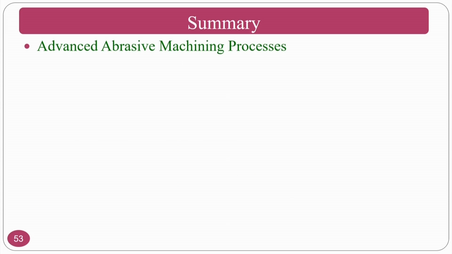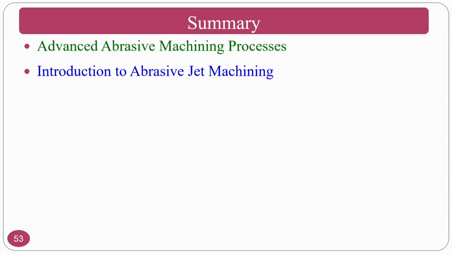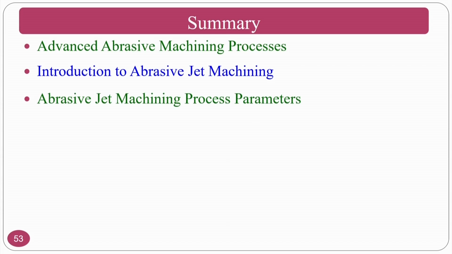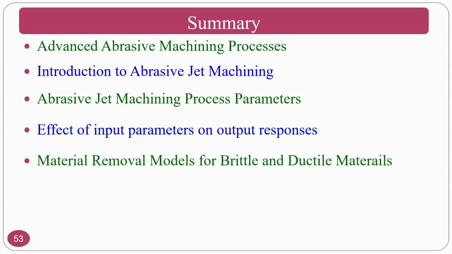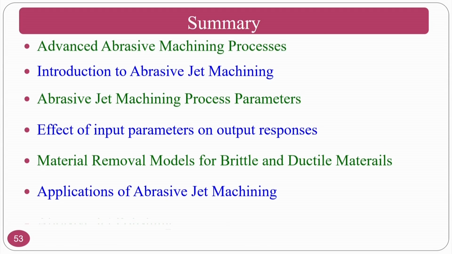The summary of this abrasive jet machining can be given like this. Under advanced abrasive machining processes, I gave you the processes that I am going to cover in this section: introduction to abrasive jet machining, then abrasive jet machining process parameters, what the input parameters are and their influence on the output responses, material removal models for brittle and ductile materials, and applications, and at the same time I have touched on abrasive jet polishing. So this is about the abrasive jet machining process.